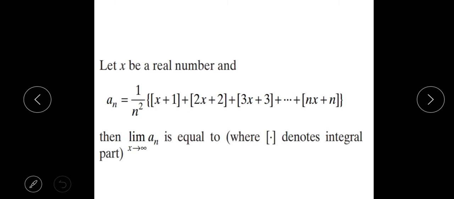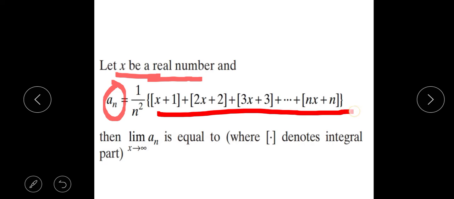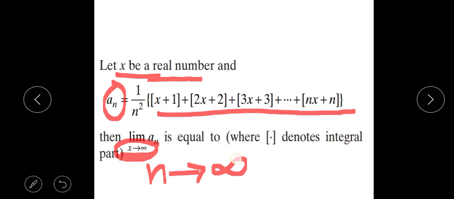Here is the question. x is any real number. a_n is the sequence and nth term of the sequence is given as this. We have to evaluate the limit of a_n when n tends to infinity. That is, here is some mistake. This is n tends to infinity, not x. This is n tends to infinity.